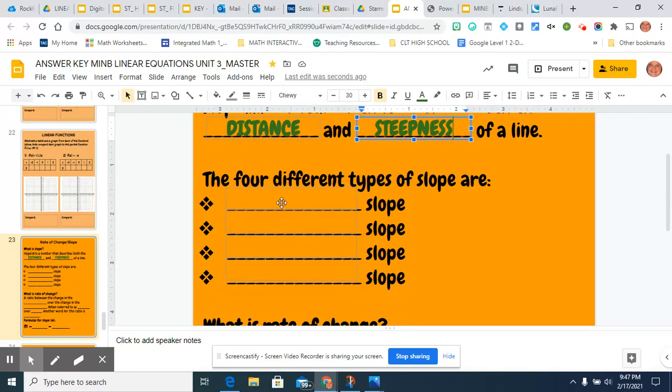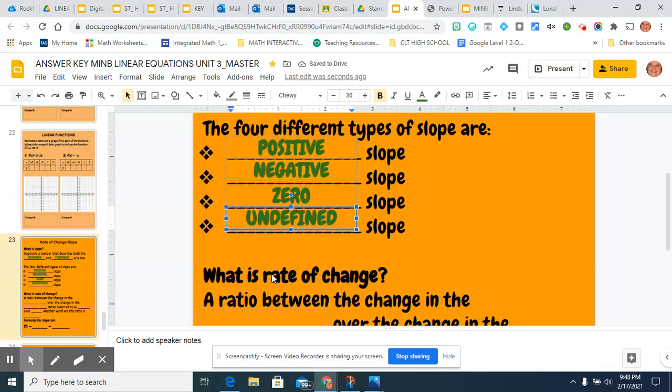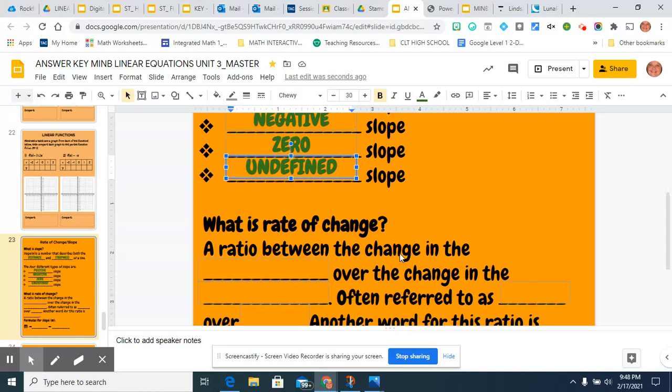The four different types of slope are positive, negative, 0, and undefined. So again, the four different types of slope are positive, negative, 0, and undefined. Okay. So why do we use the name rate of change in slope? Why is that kind of like interchangeable?